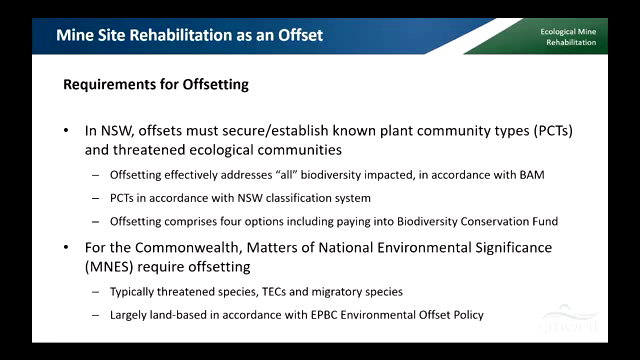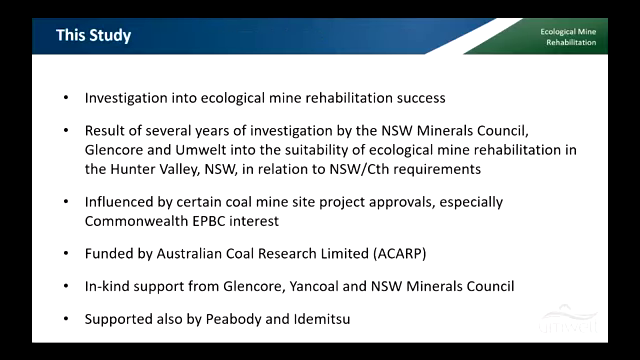At the Commonwealth level, what are known as matters of national environmental significance, or MNES, are the things that require offsetting, not all of the biodiversity, and they're typically threatened species, threatened ecological communities and migratory species. As I stated before, offsets at the Commonwealth level are largely land-based at this stage, although there is a review of the EPBC Act to commence next year.